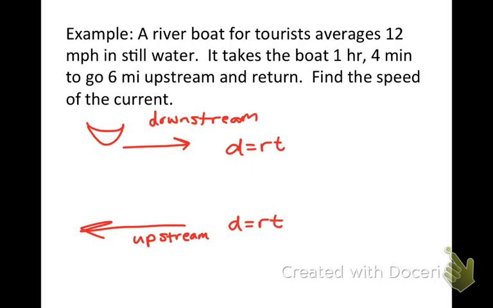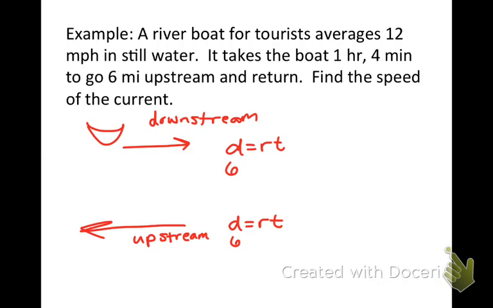Do we know the distance for both of them? 6 miles. 3 miles. 2 miles each. 12 miles. To go 6 miles upstream and then return. So it's going 6 miles down, 6 miles up, right? So for both of them, my D is going to become 6. So far, so good. Yeah?